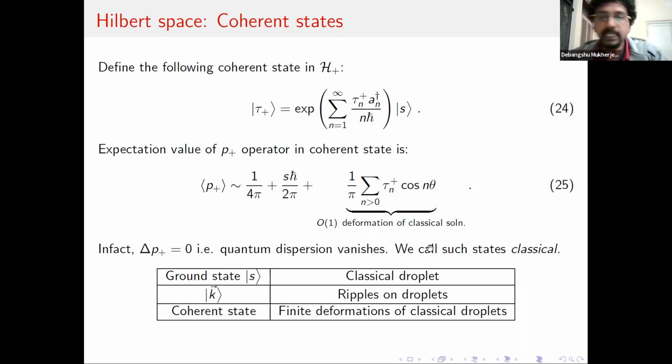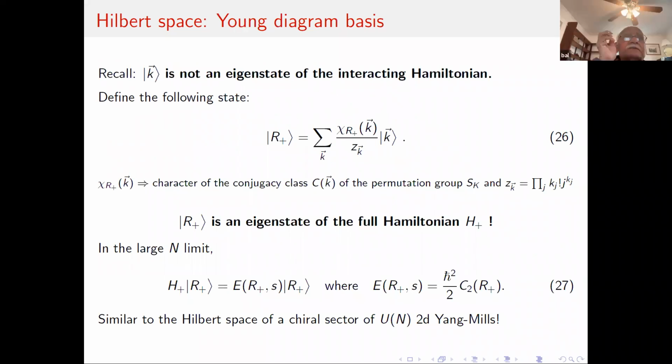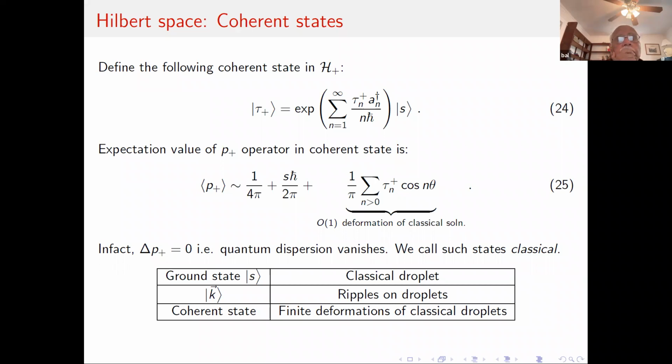So essentially, depending on the shape of this droplet, we have classified our Hilbert space into 3 categories. For the ground state, we have a classical droplet. The ripples are essentially given by these states K, which are found by hitting the vacuum with a bunch of A daggers and B daggers. And this coherent state, which I just showed here in 24, you can think of as finite deformations of the classical droplet.